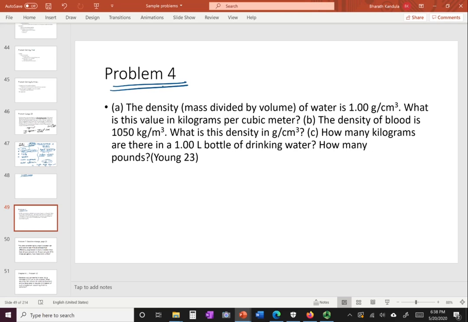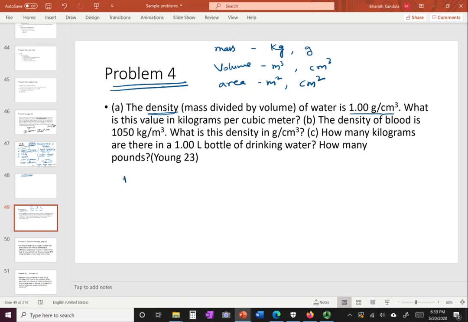Here the density is a physical quantity. It is a scalar physical quantity. The density of water is 1 gram per cubic centimeter. What is the value in kilogram per cubic meters? Mass units, SI units are kilograms, CGS units are grams, and volume units, SI units are cubic meters and CGS units are cubic centimeters. Volume is a 3-dimensional quantity. Now area units are meter square, CGS units are centimeter square.